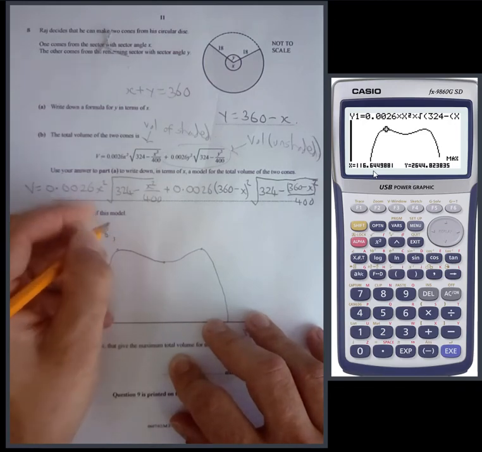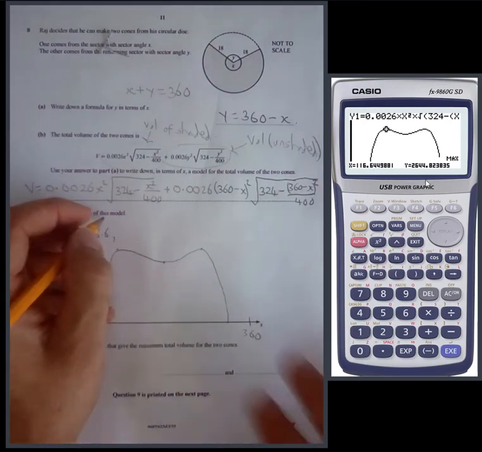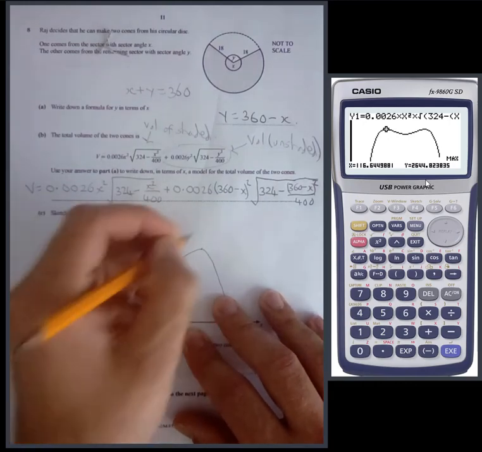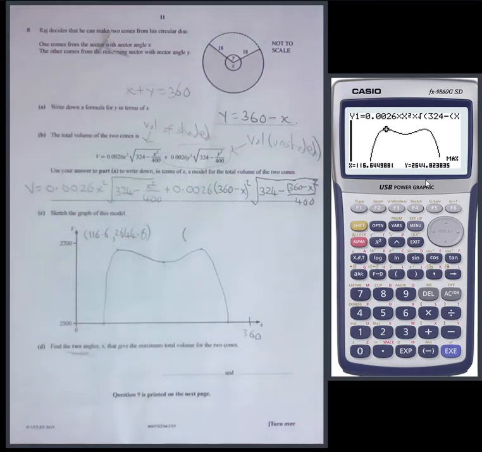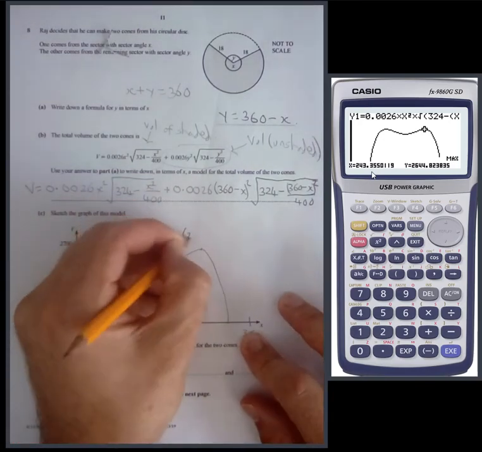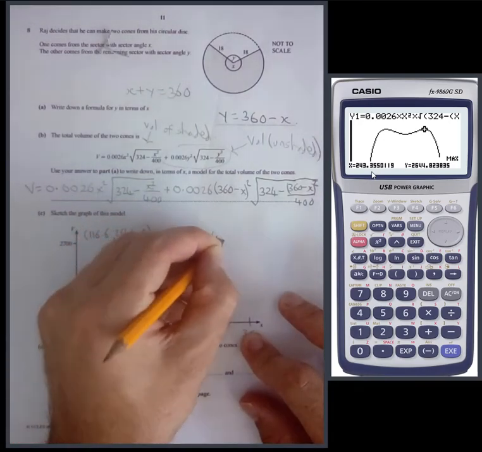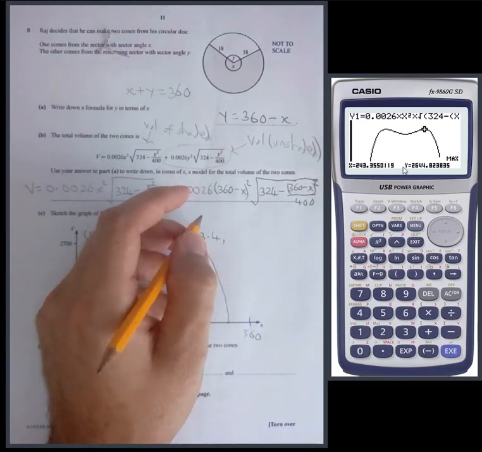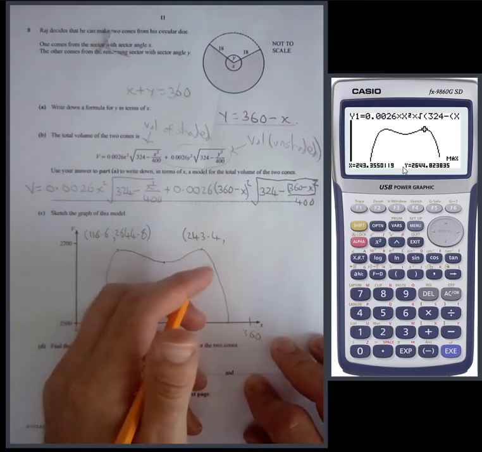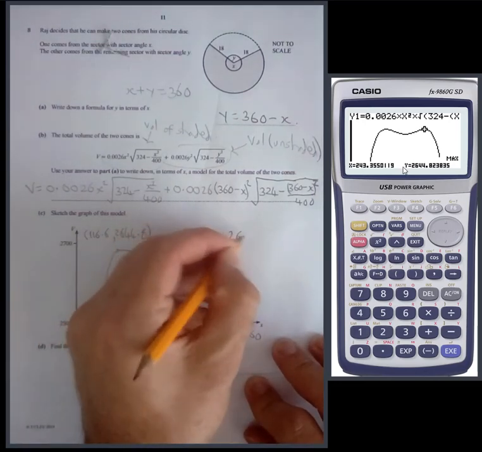And the volume is 2644.8. The one over here, if I just move over here, 243.35, so 243.4, and 264, so it should be the same number. It's told us that there's one maximum total volume and two angles that give it, 2644.8 again.